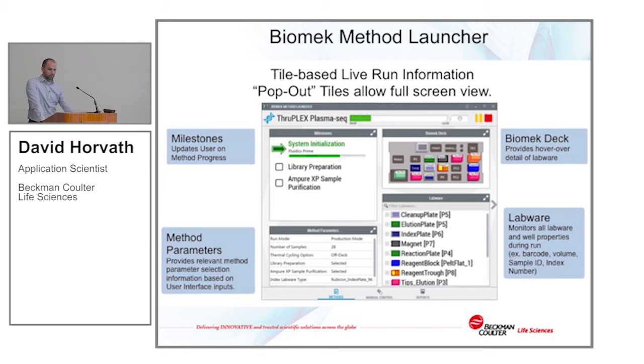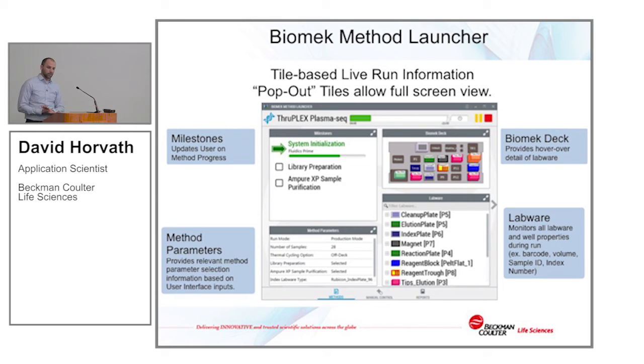So the live view is comprised of 4 primary tiles. Each of those can be popped out. There's a little arrow here, and you can expand that view to full screen and get a little bit more real estate on the information that's being presented for each one of those and toggle back and forth between them.